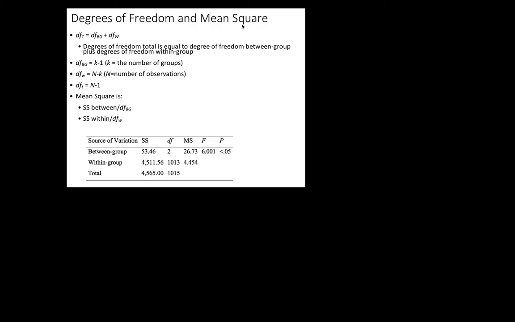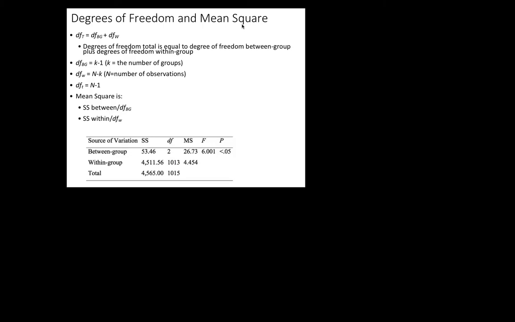And then we're trying to get to this F value. To get the F value, we need to divide sums of squares between by its degrees of freedom. So this 43.46 divided by 2 is 26.73, and the 4,511 divided by 1,013 is 4.454. And then it's the ratio of those two.